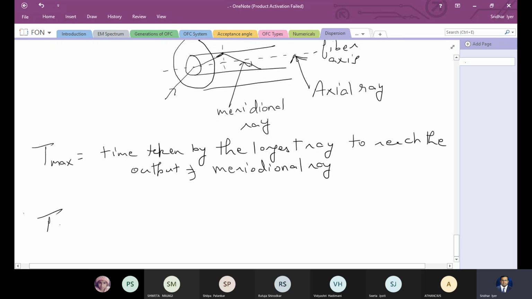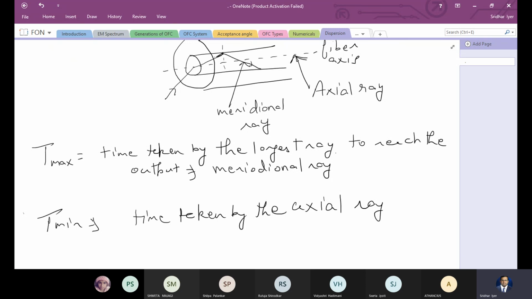Next is T minimum. This is the shortest time. This is the time taken by the axial ray. Why the axial ray? Because as you can see in the diagram, that axial ray is just passing through the axis of the fiber, just straight up. It is not going anywhere near the cladding, right? So I'll make it more specific. T max is the longest time, which is taken by the meridional ray, and T min is the shortest time taken by the axial ray to reach the destination.